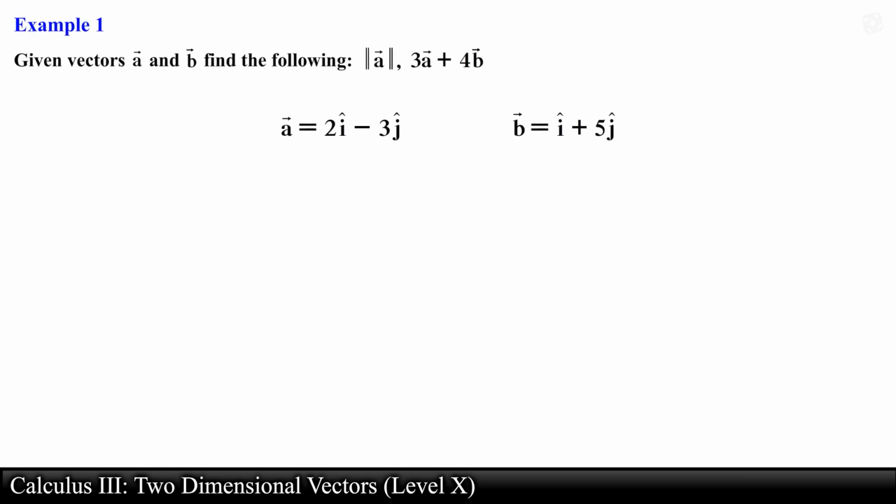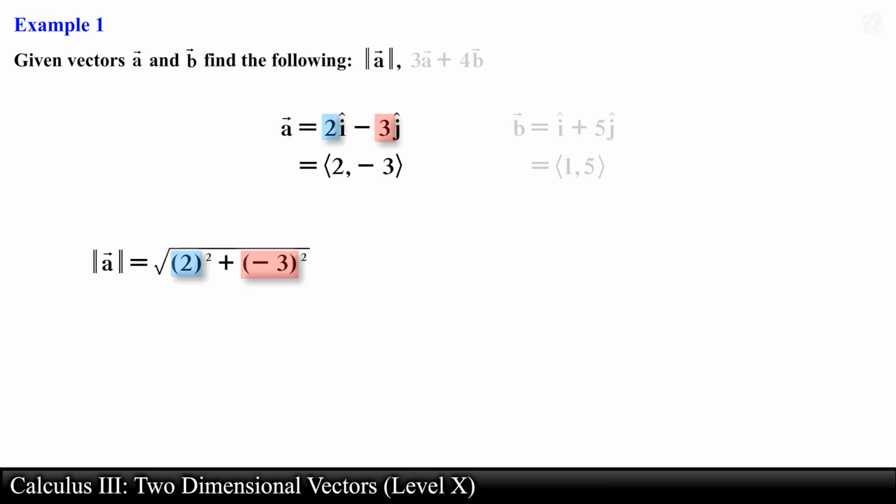Given vectors a and b, find the following. Okay, here we're given vectors a and b, written in terms of the standard unit vectors i and j. Recall that we can use this and the component form of a vector interchangeably. With this in mind, let's find the magnitude of vector a. So we go ahead and square each of the vector's components, in this case, i hat and j hat, add the result and take the square root of the result, which simplifies to the square root of 13.